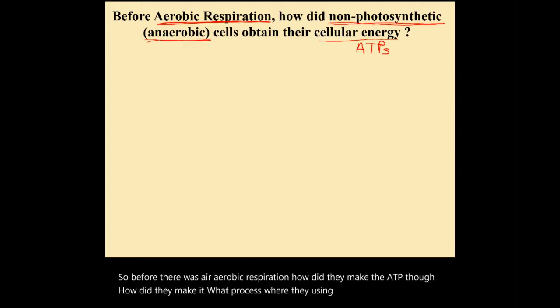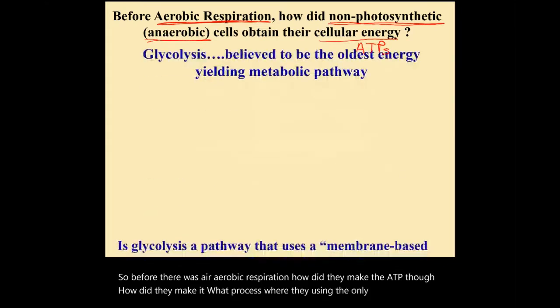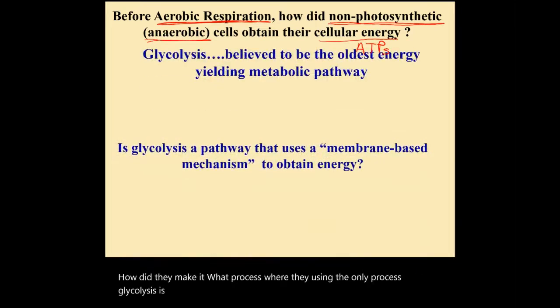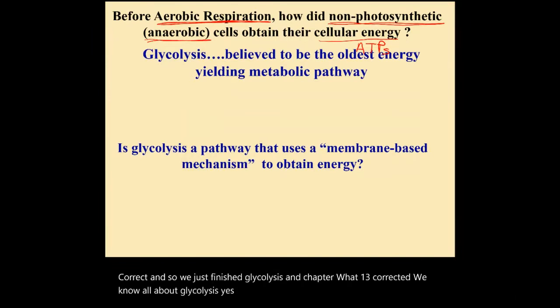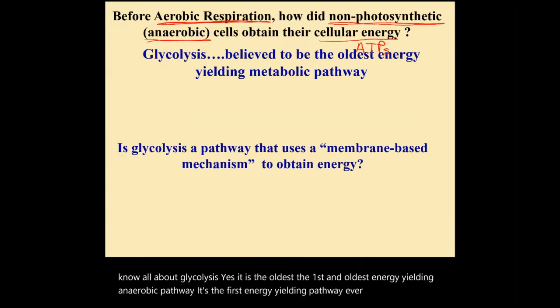The only process, glycolysis. Excellent, right? Glycolysis is believed to be the oldest energy yielding metabolic pathway, correct? And so we just finished glycolysis in chapter 13, correct? And we know all about glycolysis. Yes, it is the first and oldest energy yielding anaerobic pathway. It's the first energy yielding pathway ever evolved.